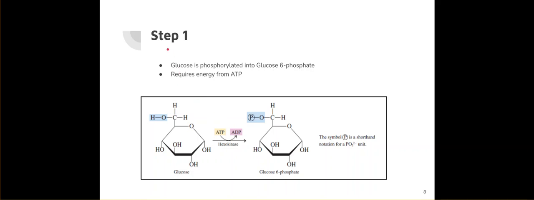So step one is the glucose gets phosphorylated into glucose 6-phosphate.